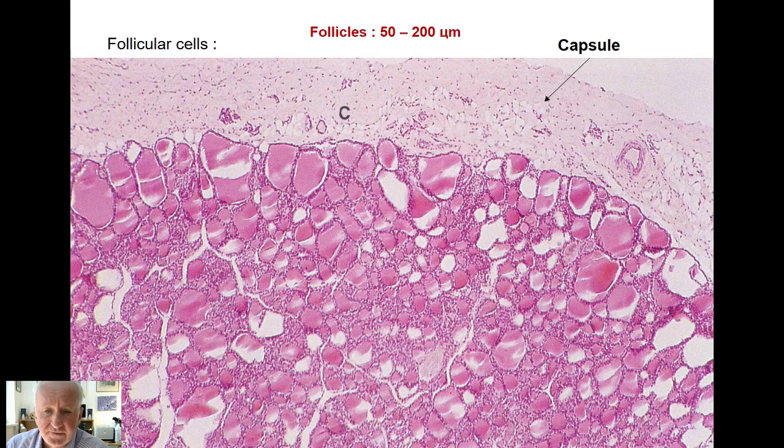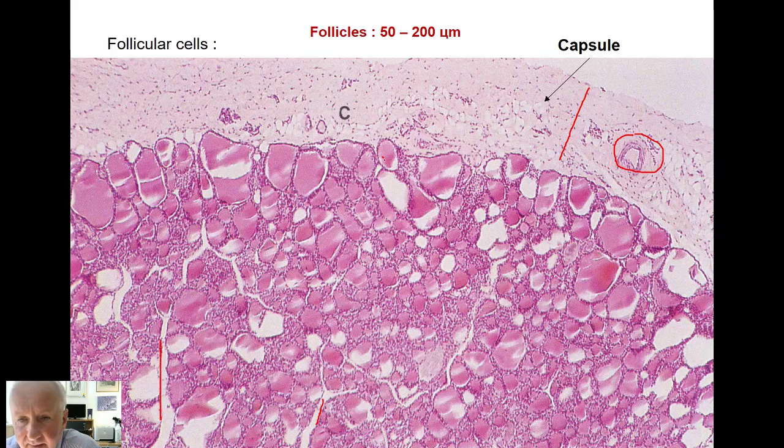Here's a nice picture from a light microscope. You see nicely the capsule on the surface. This is the connective tissue of the capsule with some vessels. And we see nicely septa, which are dividing the big lobe into smaller lobules, the septa with blood supply.